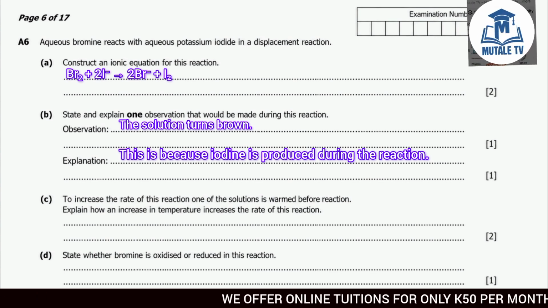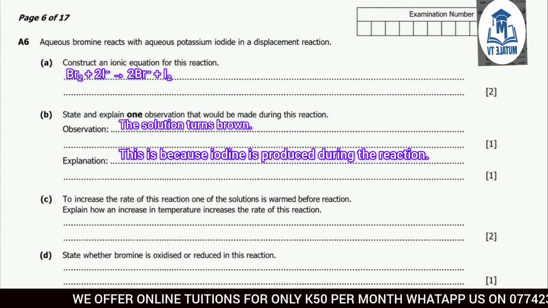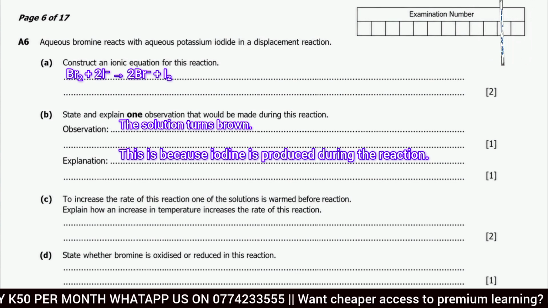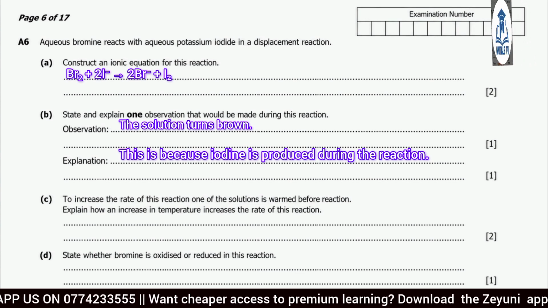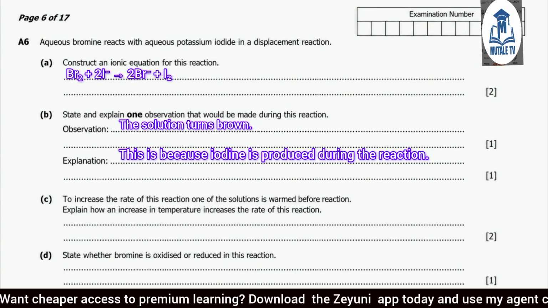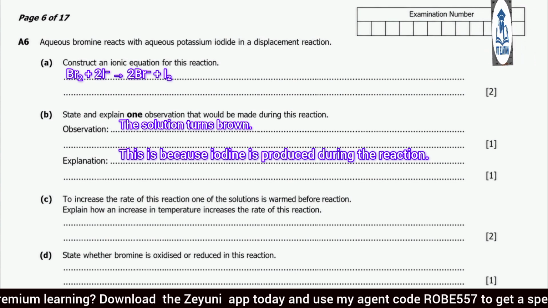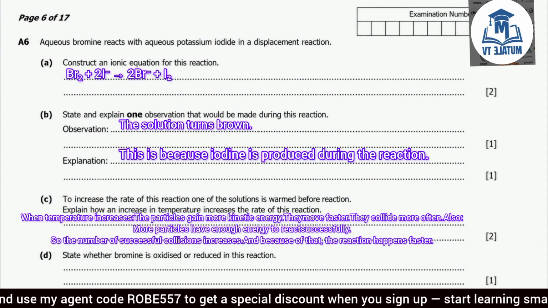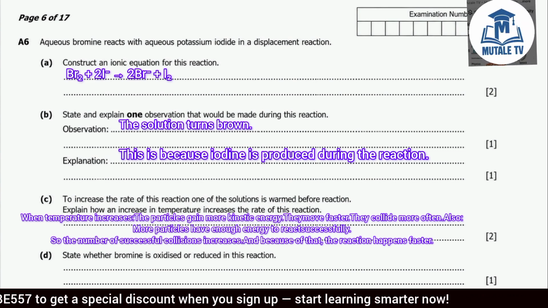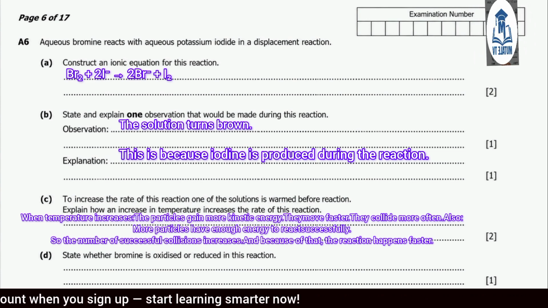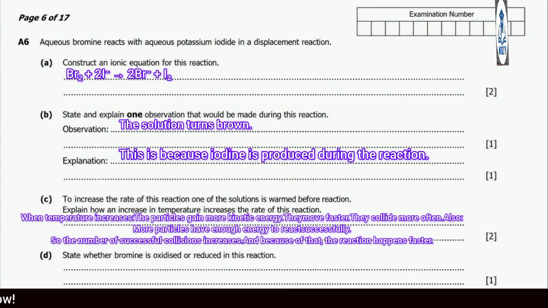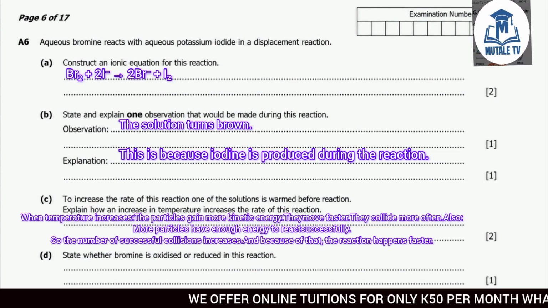Now let us continue to part C, which talks about increasing the rate of reaction by heating. Part C reads, to increase the rate of this reaction, one of the solutions is warmed before reaction. Explain how an increase in temperature increases the rate of this reaction. When temperature increases, the particles gain more kinetic energy. They move faster. They collide more often. Also, more particles have enough energy to react successfully. So the number of successful collisions increases, and because of that, the reaction happens faster.